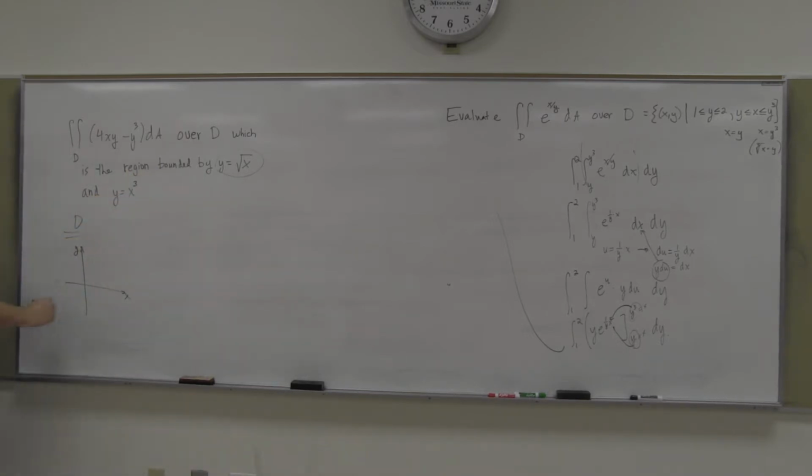Y equals square root of x would be this. And then y equals x cubed. Make it a little larger. This is 1 there. 0, 1 is where they intersect. And so I want to integrate over that region, bounded by both of those. So the region I'm talking about is this little piece right here.